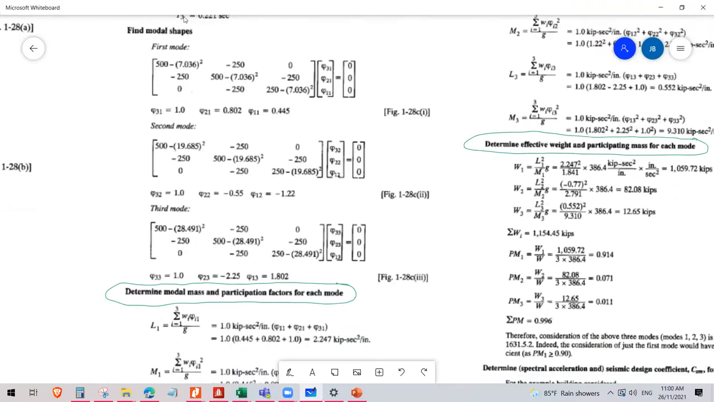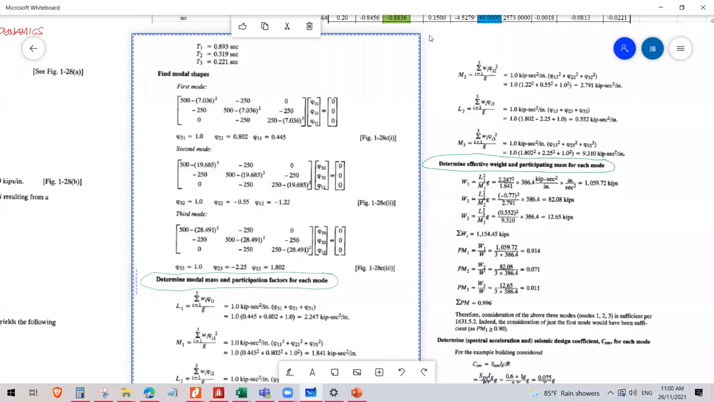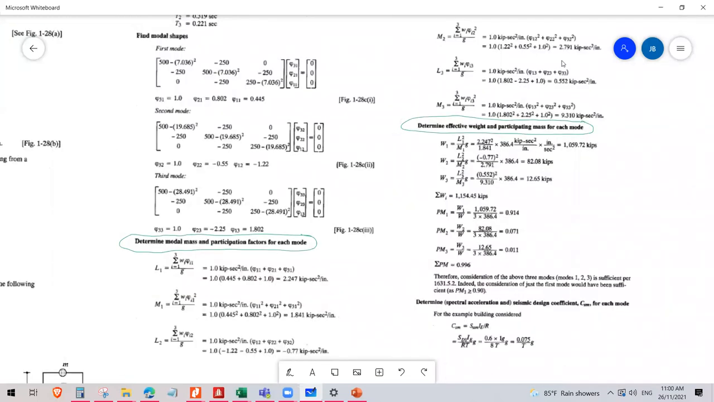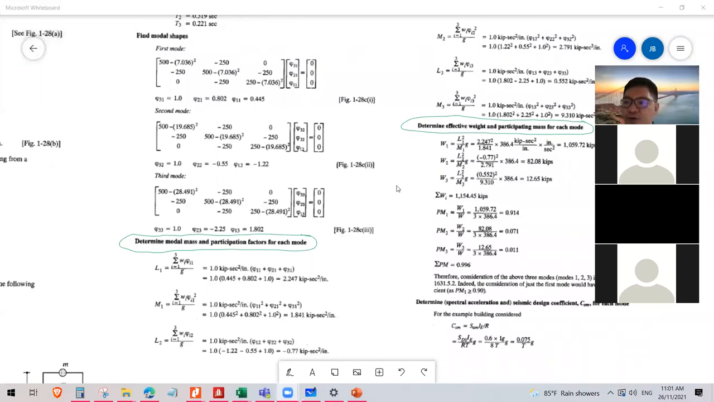Siguro, ituloy ko pa konti, no? Para lang makita nyo yung application, no? So, although may mga different mode of vibration ang structure, again, shape lang siya, no? It doesn't mean na siya yung mag-govern, okay? So, papakita ko na yung mode 1 ang pinaka-importante, normally, typically, no?